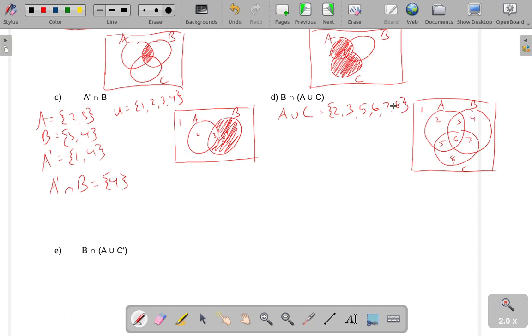Now I want to take B and intersect it with this mess. Well, B is regions 3, 4, 6, and 7, and the only ones that are in common here, well, actually it looks like 3 is in common, 6 is in common, and 7 is in common. 3, 6, 7. So that means B intersect A union C is going to be regions 3, 6, and 7.